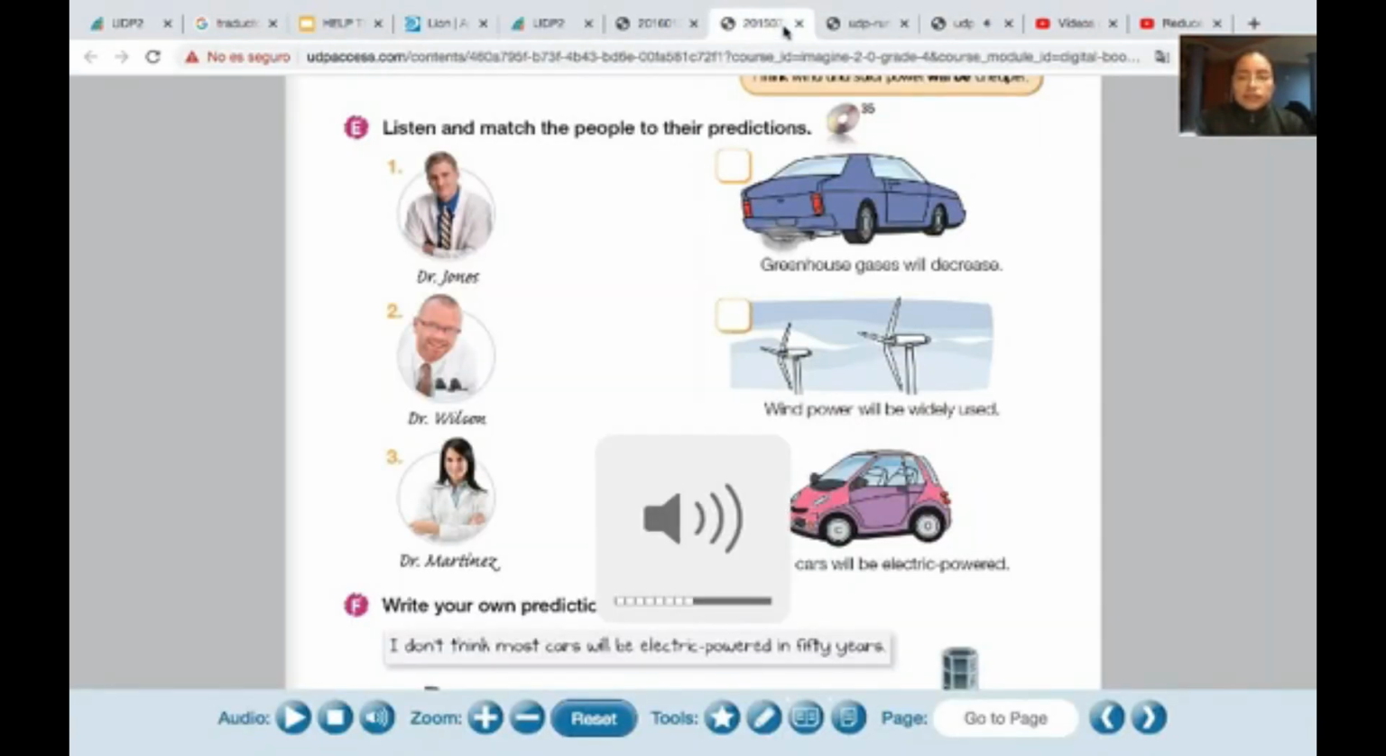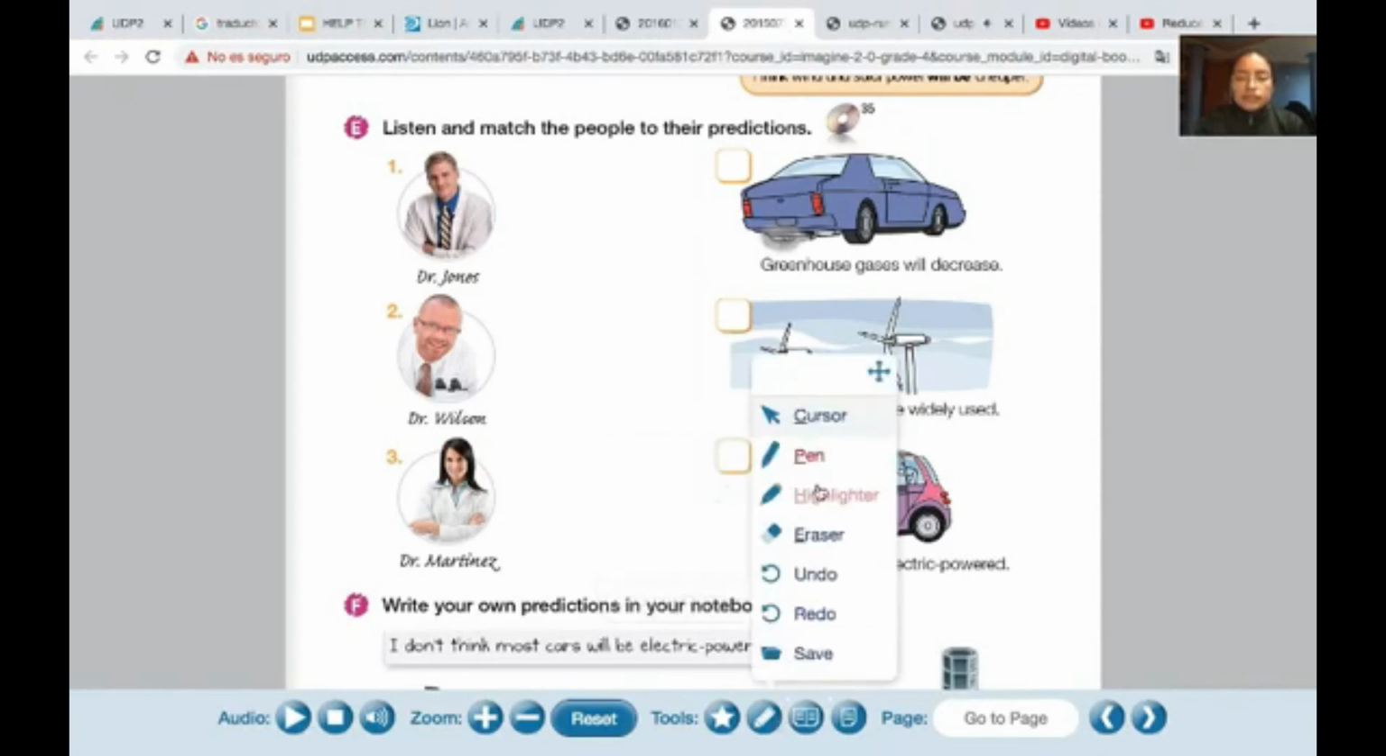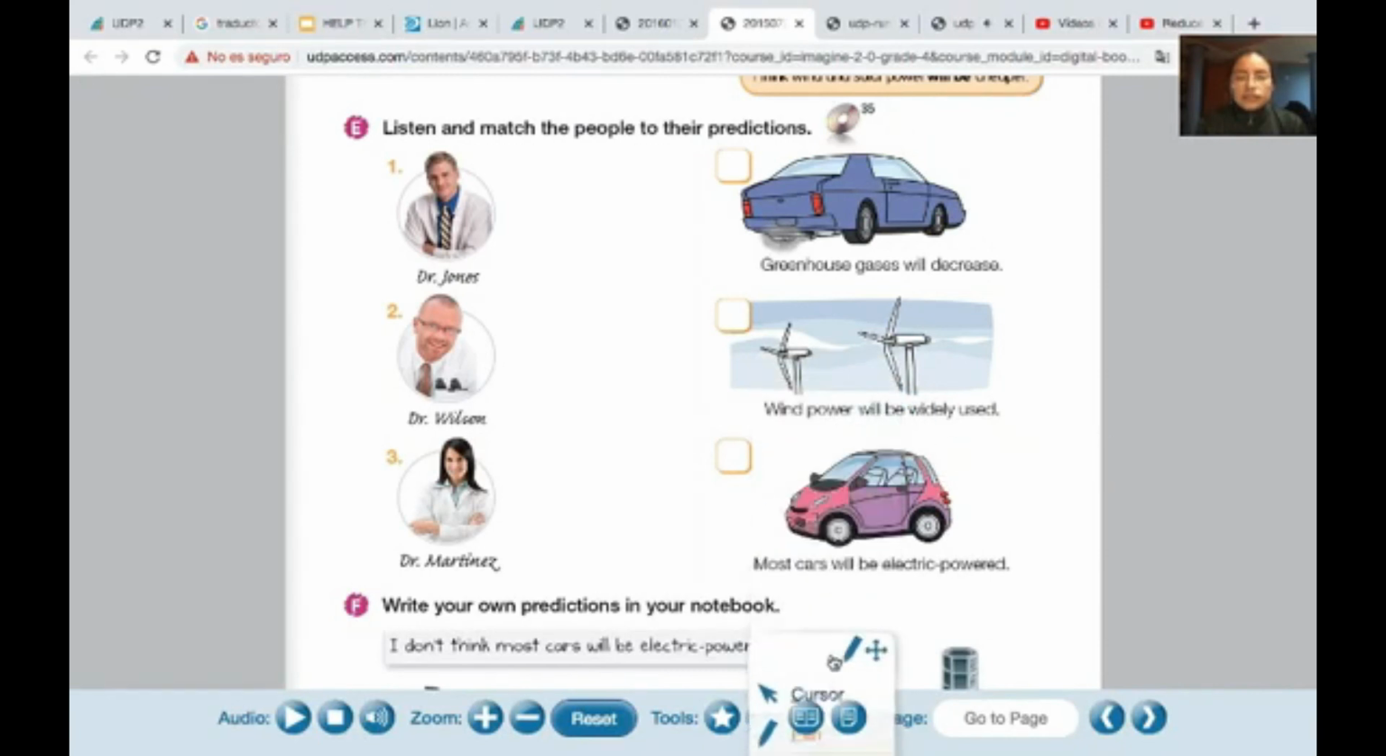Track 35. Today, I'm talking to 3 environmental experts. Dr. David Jones specializes in transportation. Now, Dr. Jones, what kind of cars will we drive in 2050? Well, I believe that most cars will be electric powered. Aren't there already electric powered cars? Yes, but most people drive gasoline powered cars. They produce a lot of pollution. Electric cars are much better for the environment.